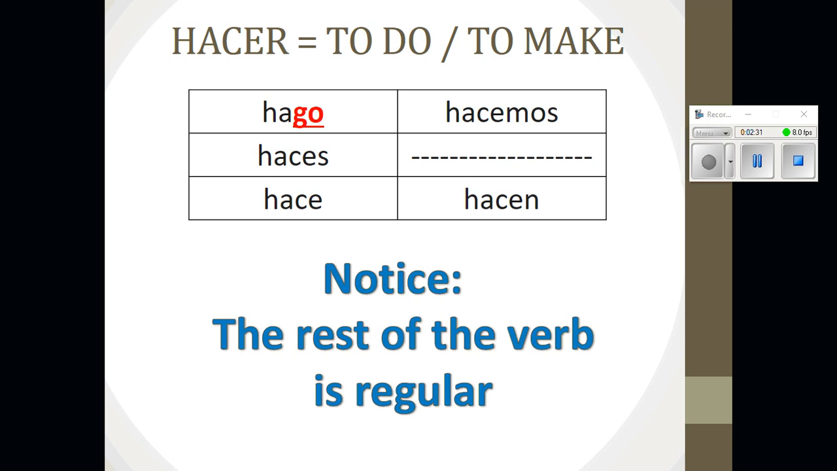All right, so for part A of the note guide, we're going to fill in the forms of hacer. Remember, hacer means to do or to make. Okay, we need to mark that on the note guide. And I also want you to make sure that you notice that the rest of the verb is regular. Okay, so you did drop the er here and add es, drop the er and add e, and so on. So let's fill out the chart. Hago, haces, hace, hacemos, hacen. Pause the video.